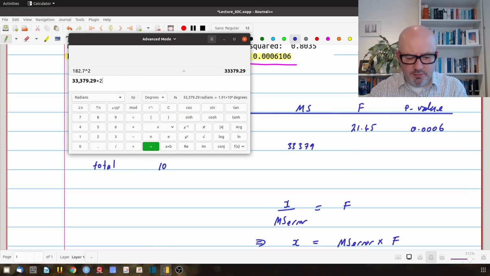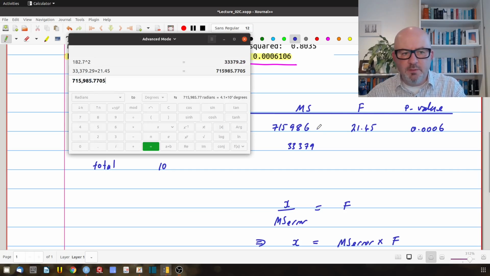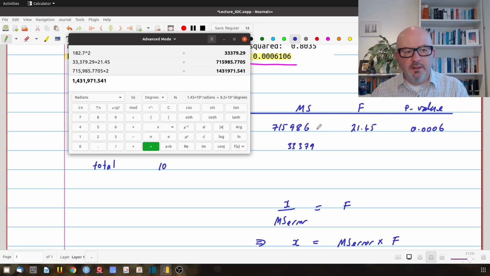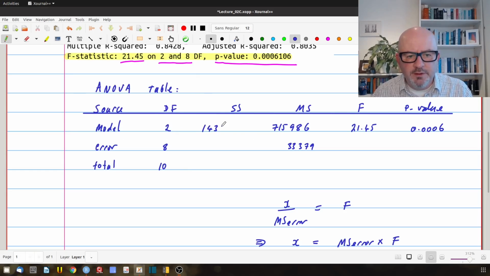Just multiply that last answer by 21.45. 715,986, I'll call it. The sums of squares are divided by the degree of freedom to give us the mean square. So if I want to get the sums of squares back, I multiply the mean squares by the degree of freedom. So I'll multiply this answer by 2. 1,431,972. Just round to the nearest whole number because it's quite big.